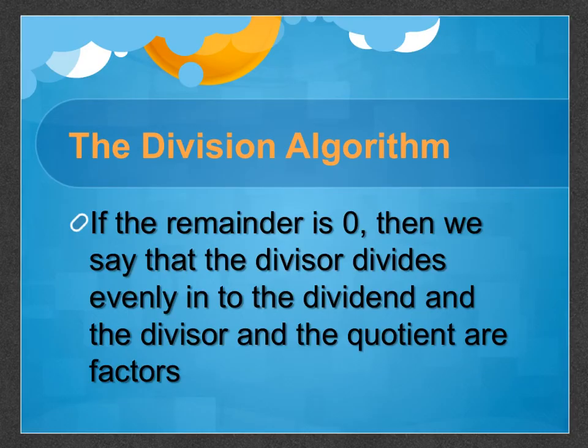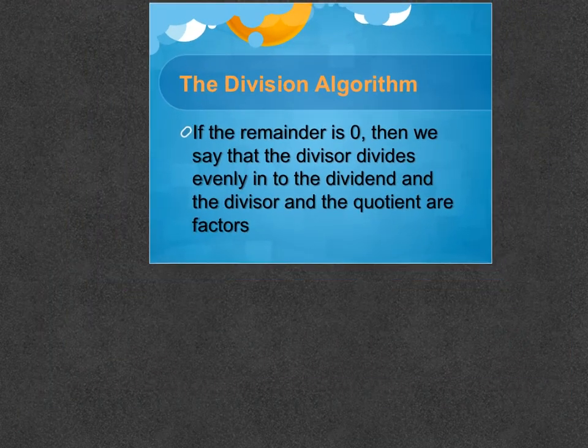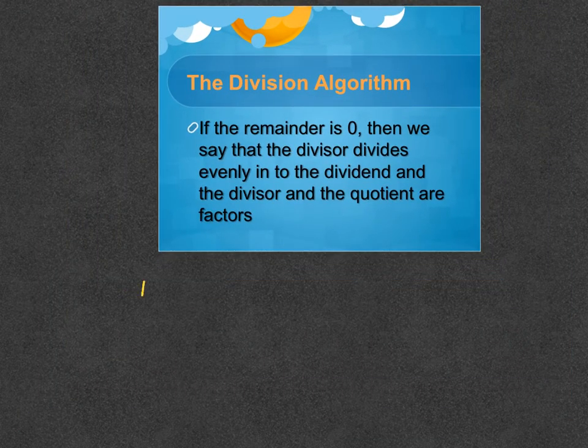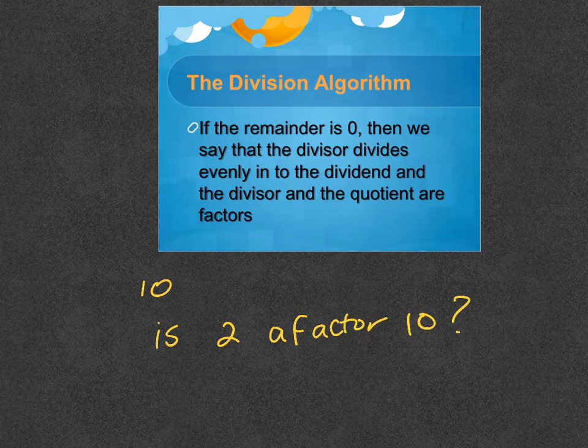Okay, this is called the division algorithm. The division algorithm says that if the remainder is 0, then we say that the divisor divides evenly into the dividend, and the divisor and the quotient are factors. Okay? Think about this in terms of numbers. If I take 10 and 2, is 2 a factor of 10? What's the answer to that? Yes. How do you know 2 is a factor of 10?